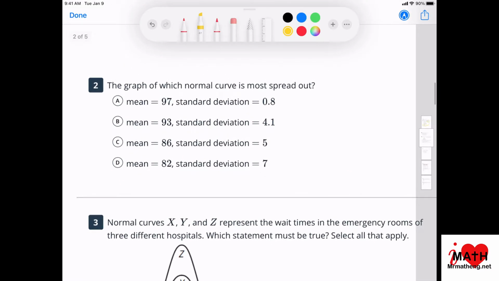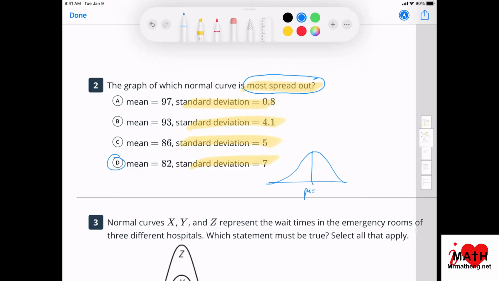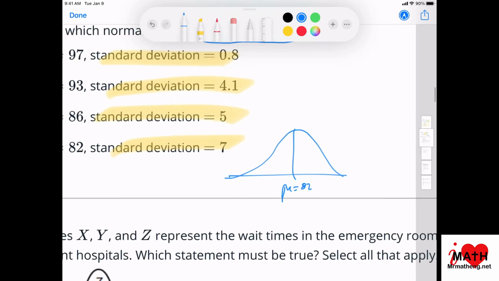Number 2. The graph of which normal curve is most spread out? Most spread out actually refers to the standard deviations. So if you draw each of these pictures, this might actually help you. Okay, D here with a mean of 82 has a standard deviation of 7. So it goes out pretty far, 7 from here. You subtract 7, so it'd be like 75 and 89. It goes pretty far, right?